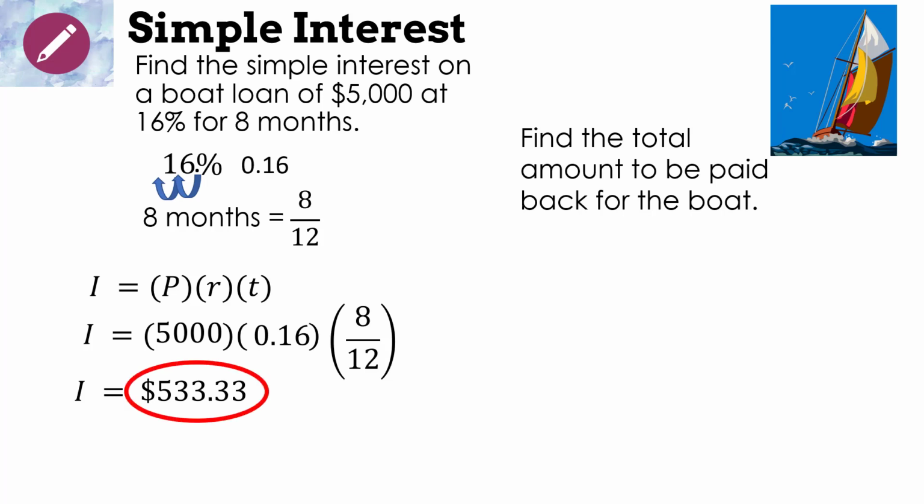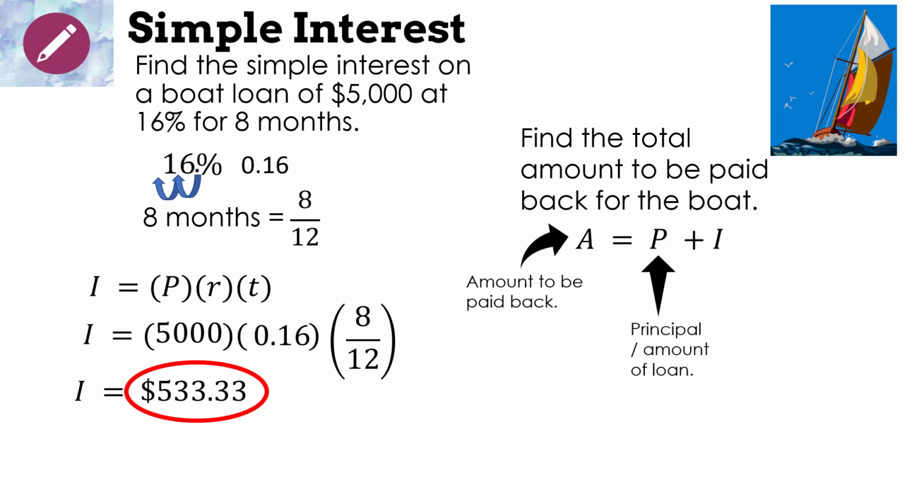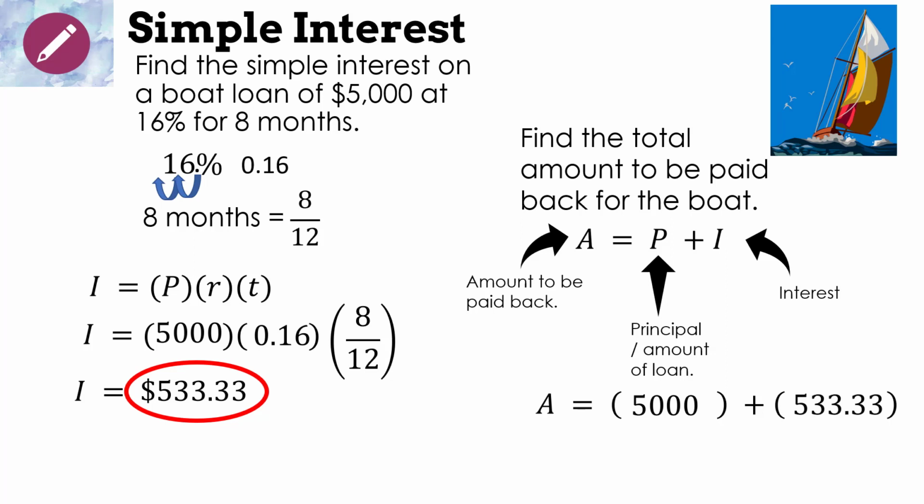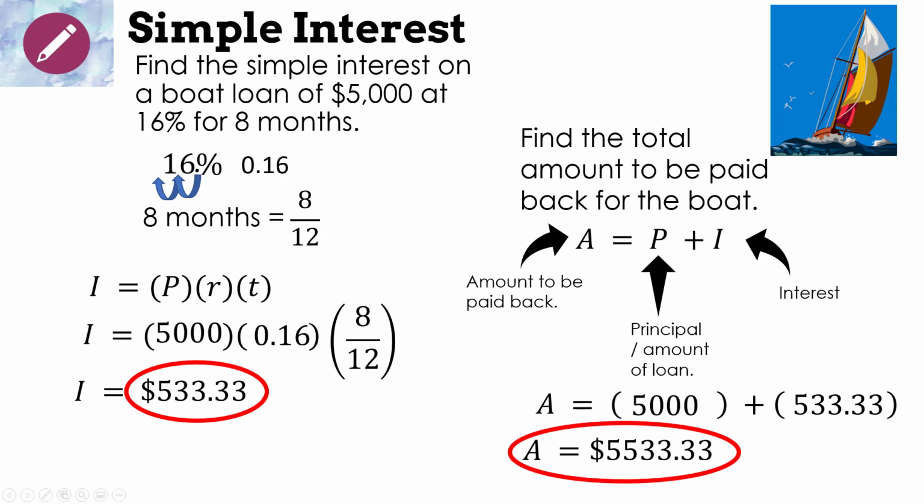Find the total amount to be paid back for the boat. The formula is A equals P plus I, where A is the amount to be paid back, P is the principal or amount of the loan, and I is the interest. The principal is $5,000. That's what we borrowed. The interest is $533.33. So the amount to be paid back is $5,533.33. Let's look at a couple more.